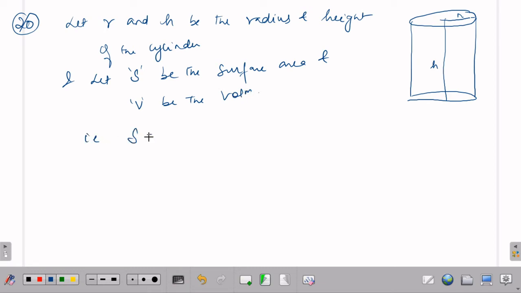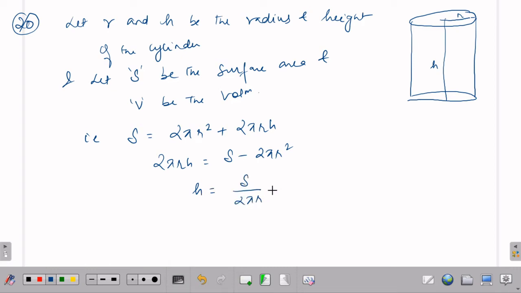So that is, your surface area would be S is equal to 2 pi r square plus 2 pi rh. So let me try to find a value for h. So it will be 2 pi rh is equal to S minus 2 pi r square. So h is equal to S by 2 pi r minus 2 pi r square divided by 2 pi r. So h would be equal to S by 2 pi r minus r. Give it to be equation number 1.